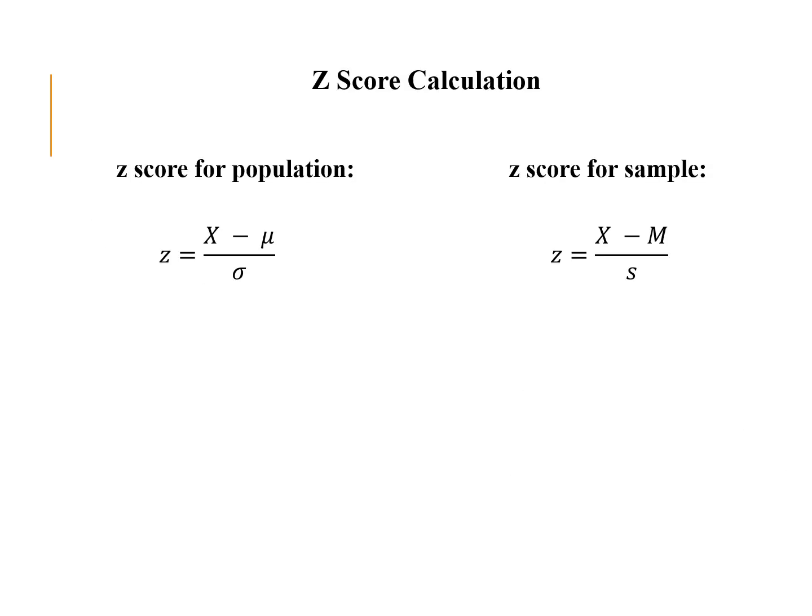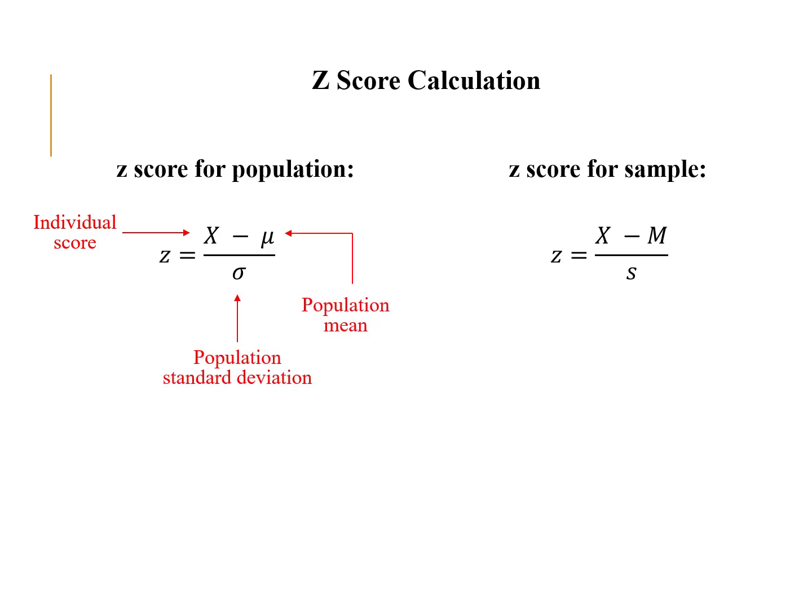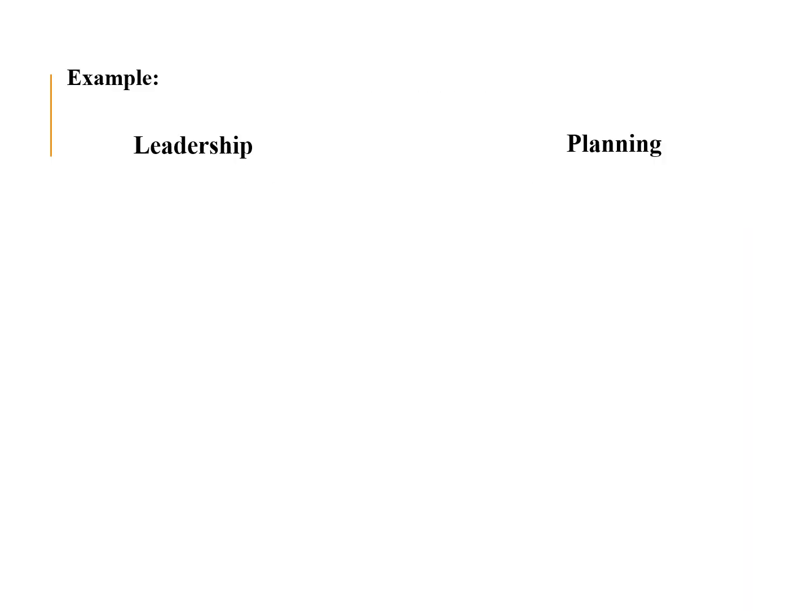So how do we calculate z-scores? We have a different notation for both the population and the sample, but the math is the same. For the population, we have x, which is the individual score, minus mu, the population mean, divided by sigma, the population standard deviation. For the sample, we have the score minus the sample mean divided by the sample standard deviation. And just like before, you would base the notation on what the problem tells you.